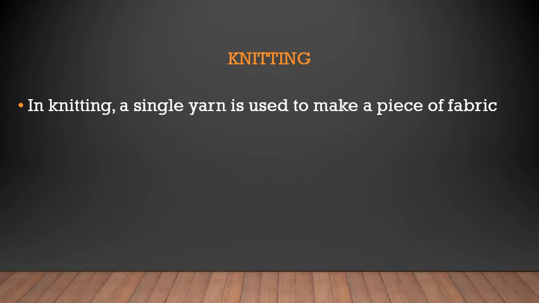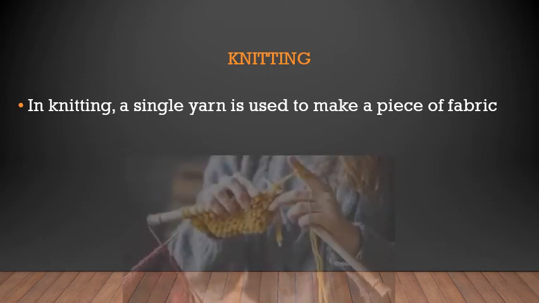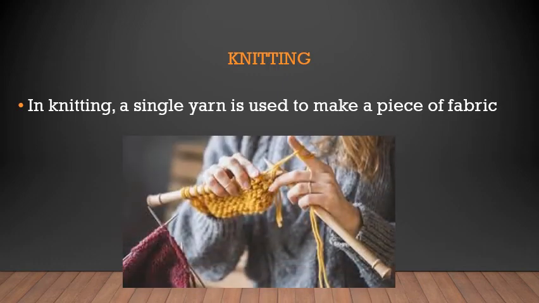Next is knitting. In knitting, it is a single yarn, a single thread. In weaving, it was two different yarns, but in knitting, it is a single thread. A single yarn is used in making a piece of fabric. For this, the best example is your sweaters or your socks. They are made out of wool, and they are usually made by knitting. Knitting is usually done by hand. It can also be done by machines.